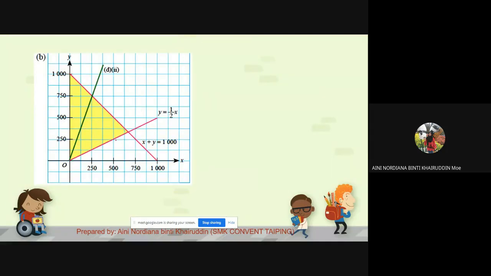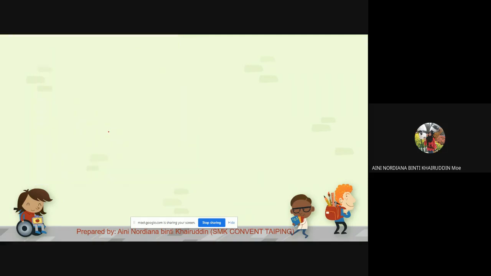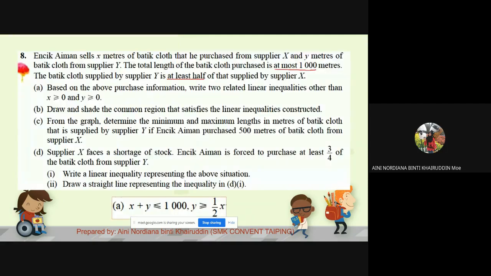Selepas buat garisan untuk X plus Y equals to 1,000 and Y equals to 1/2 X, lepas tu shade yang yellow colored ni. Tu soalan C. From the graph, determine the minimum and maximum length in meters of batik cloth that supplied by supplier Y if Encik Aiman purchased 500 meter of batik cloth from supplier X.